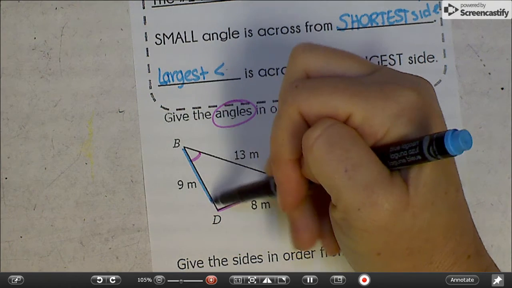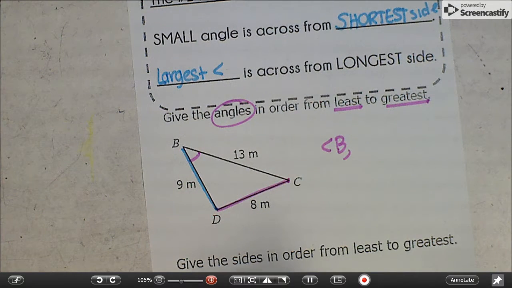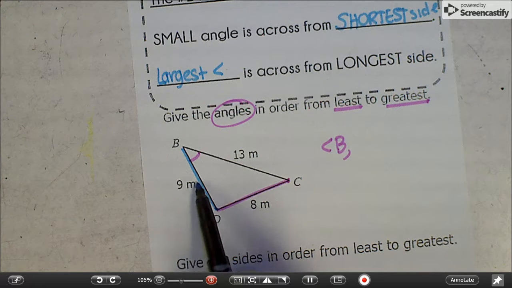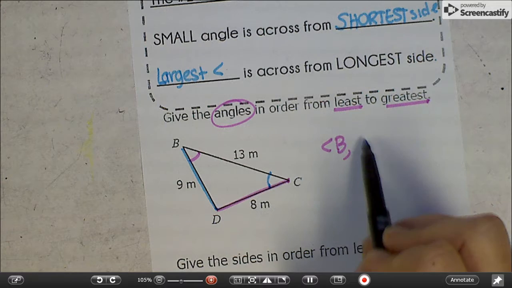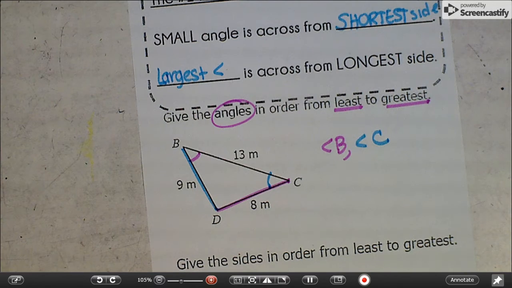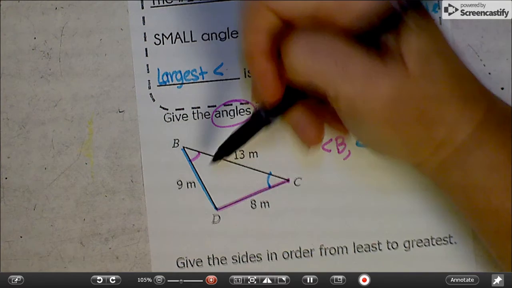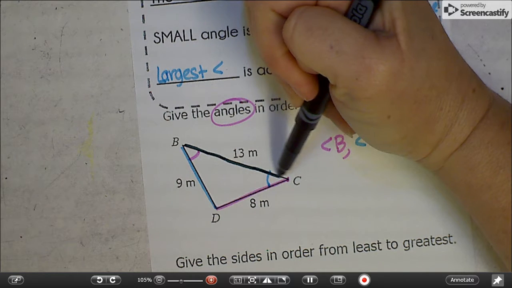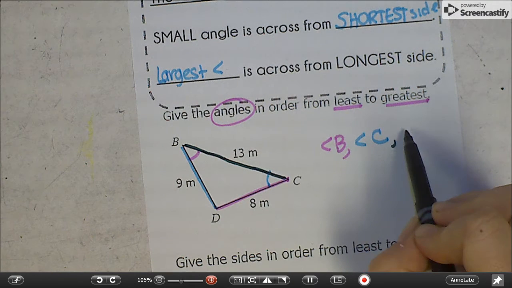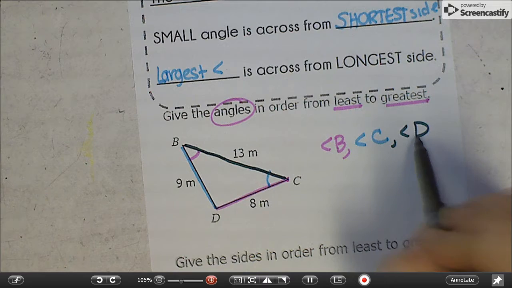D. BD or DB. So that means the middle angle is what? What's across from this? C. And then obviously the longest side is BC, across from what angle? D. Angle D. Does that make sense?